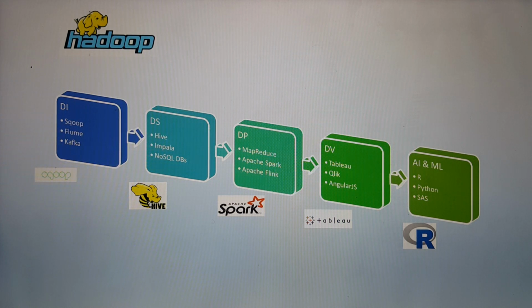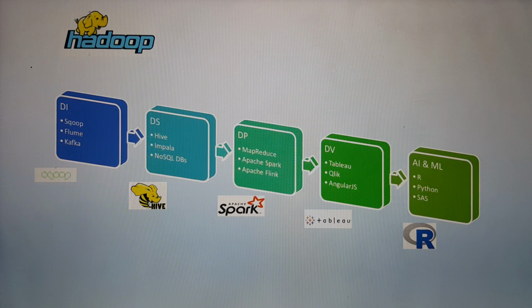After data storage comes the data processing. Here we talk about MapReduce, Apache Spark, and a new framework which is Apache Flink. Knowing Apache Spark is quite important in today's industry. One can learn Apache Spark either with Scala or Python programming language. To learn MapReduce, you should have some basic understanding of core Java.